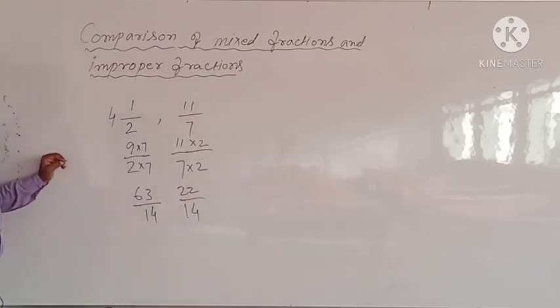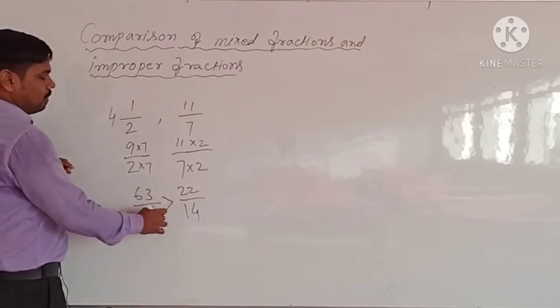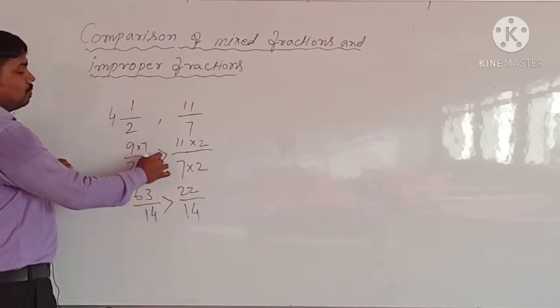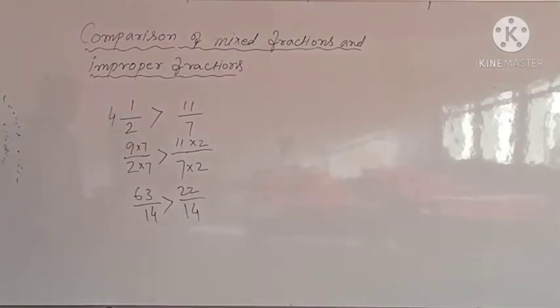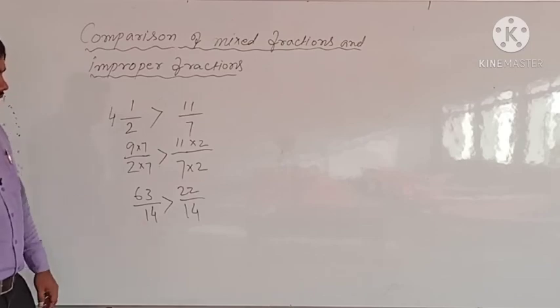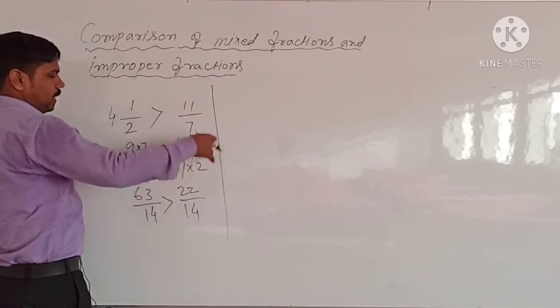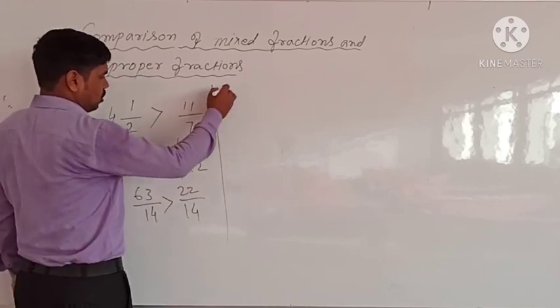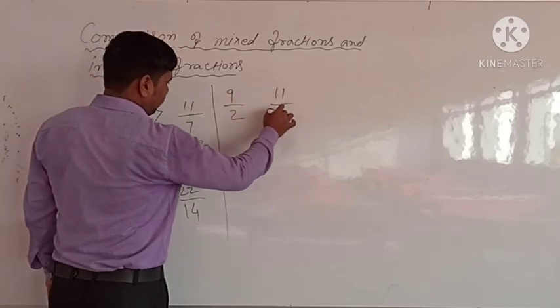तो अब जो है हम लोग को पता है, because 63 is greater than 22, so this number will be greater than this. That means 4 whole 1 by 2 is greater than 11 by 7. So very easily either this process you can follow, or you can follow the cross multiplication process also, where we have 9 by 2 and 11 by 7.